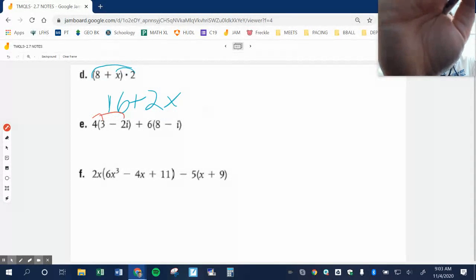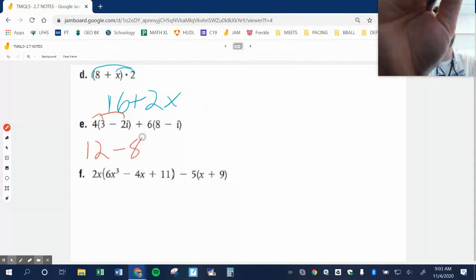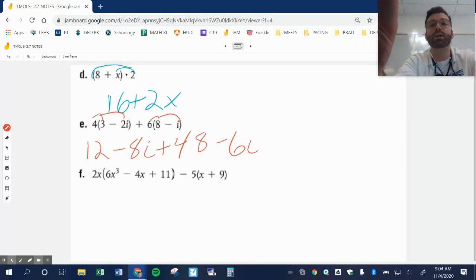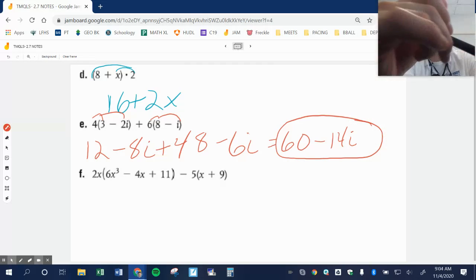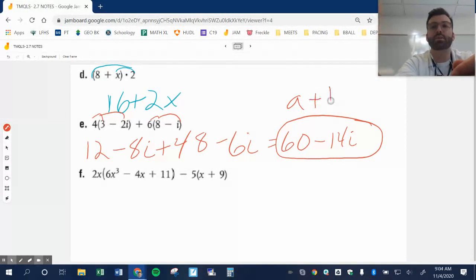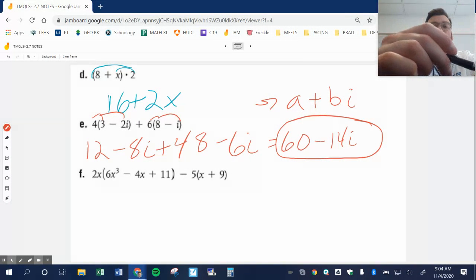So I'm going to distribute the 4 to get 12 minus 8i, and then I'm also going to distribute the 6 to get 48 minus 6i, and then you want to combine your like terms from there. 12 plus 48 is 60. Negative 8 plus negative 6 is negative 14i. Always make sure to write the i second and the constants first. I don't know if you remember this from last year, a plus bi. We need to make sure we're following that format.